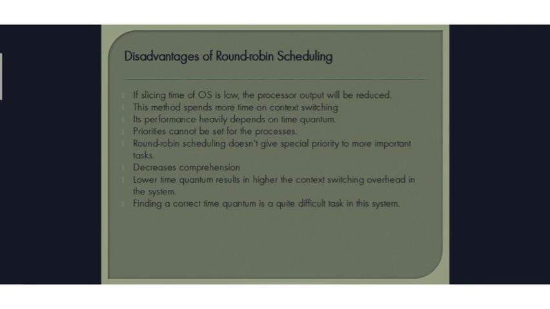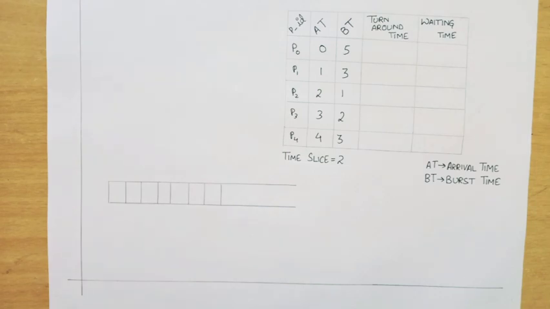A lower time quantum results in higher context switching overhead in the system. This sometimes creates malfunctioning because of heavy load. Finding a correct time quantum is quite a difficult task, because when the number of processes is very large, it becomes hard for the system to get a perfect time slice to give each process. So now let's move on to the explanation and working part.